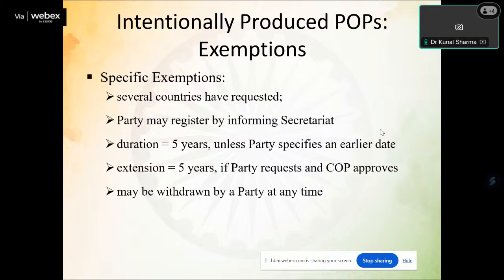Several countries have requested specific exemptions. A party may start by informing the secretariat. Duration is 5 years unless the party specifies an earlier date. Extension will again be given for 5 years if the party requests and the COP approves, and it may be withdrawn by a party anytime. So if certain countries require certain amounts of POPs for their manufacturing or production, or they want to produce certain new types of chemicals, then it could be ratified with the help of a COP request or COP accreditation.